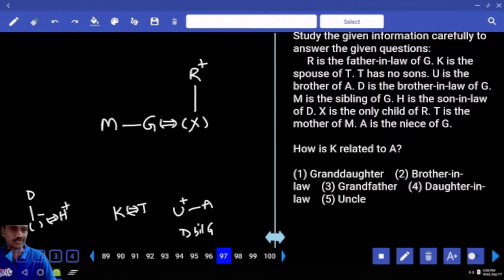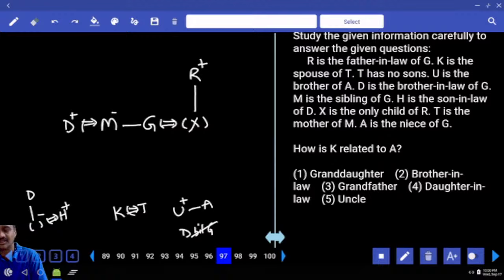And K is the spouse of T. D is the brother-in-law of G, and brother-in-law of G means, can we have it like this or not? That means G's sister's husband. As G's sister's husband, then K and T are married to each other. U and D is the brother-in-law of G. We have done with this.